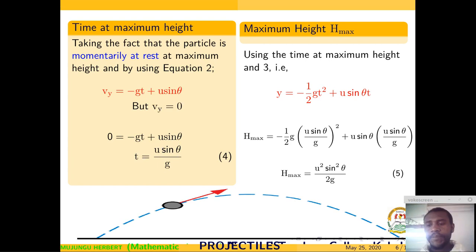Now, what is that height? We can use the equation for vertical displacement, that's equation 3. If we substitute the time at maximum height in this equation for vertical displacement and simplify, we get our maximum height as u squared sine squared theta over 2g. In case there are any steps which are confusing, I think we can discuss later.